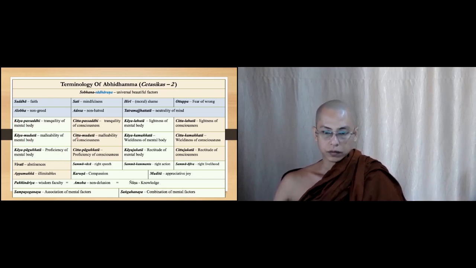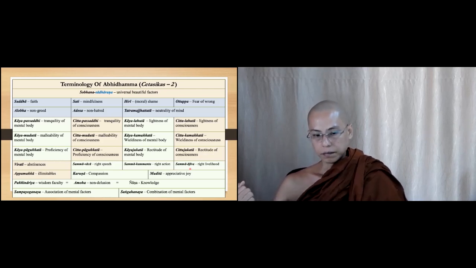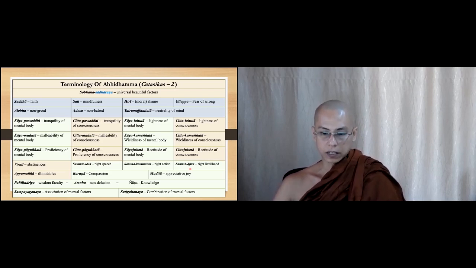Okay, now we will continue with another type of Cetasika, Virati, abstinence. This Virati includes Samma Vacha, Samma Kamanta, Samma Ajiva. When we study the Magga, the Attangika Magga, the eightfold path of enlightenment, these three are some of its parts. This is called the Sila: Samma Vacha, Samma Kamanta, Samma Ajiva.